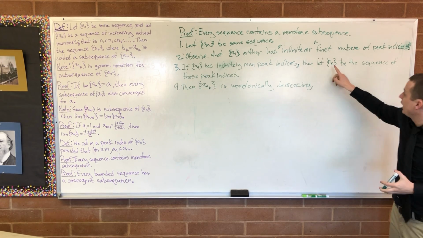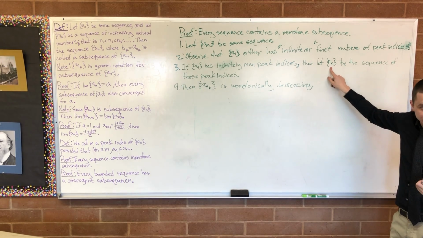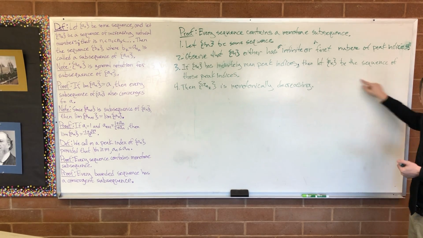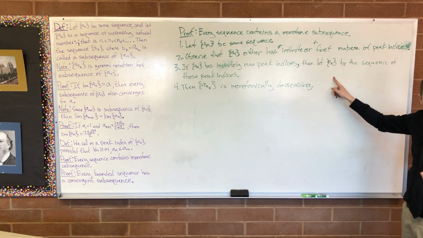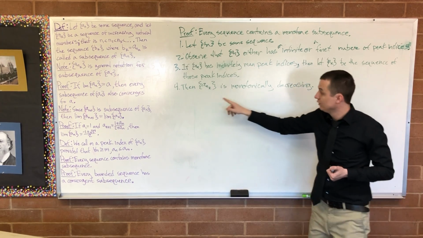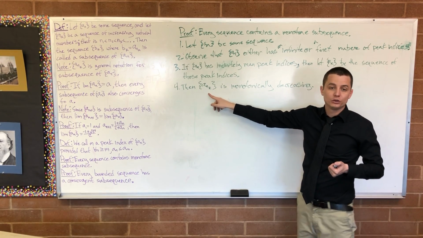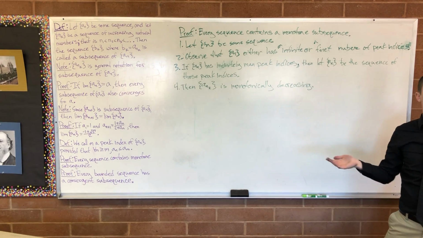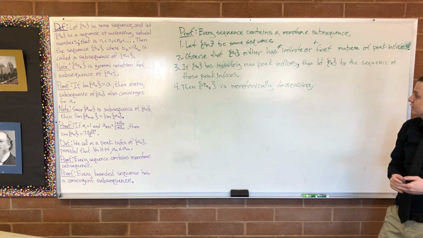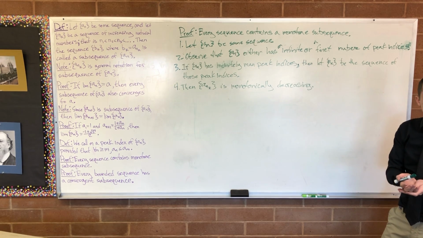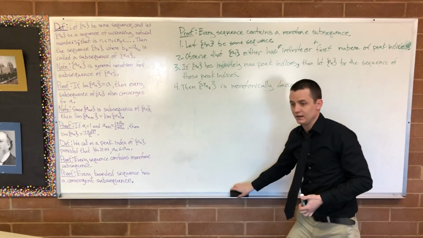So if I know that this is a sequence of peak indices, what does it mean to be a peak index? It means from this index onwards, all the terms are less than or equal to the current term. So a sub n sub k is always going to be greater than or equal to its next term, a sub n sub k plus 1, because a sub n sub k is a peak.